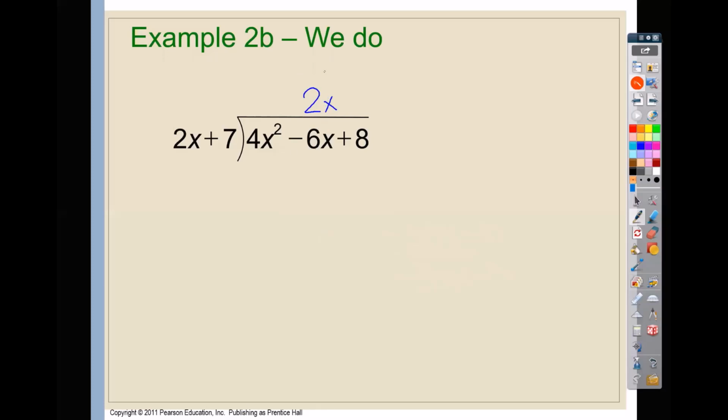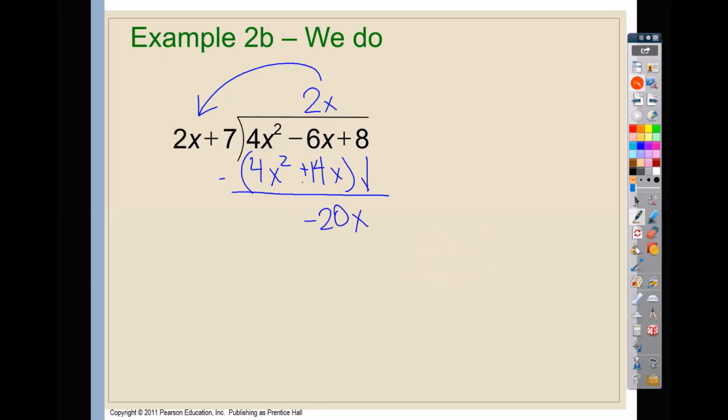So 2x times 2x plus 7 is 4x squared plus 14x. I subtract that. These go away. Negative 6 minus 14 would be negative 20x. I'm going to bring down that plus 8. What do I have to multiply to 2x to get negative 20x? A negative 10. So I'm going to multiply that, and I would get negative 20x minus 70.